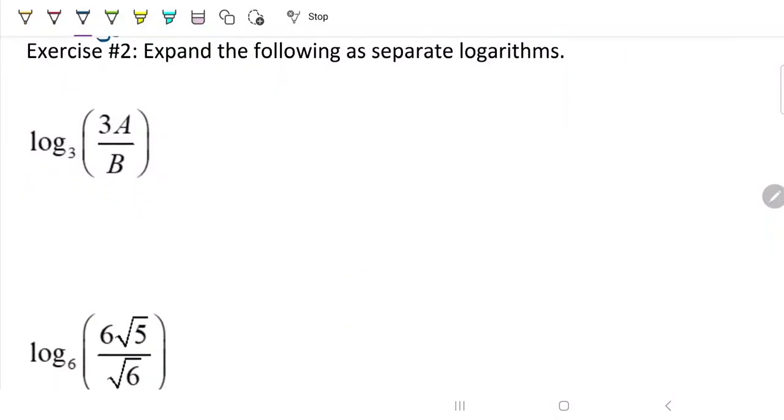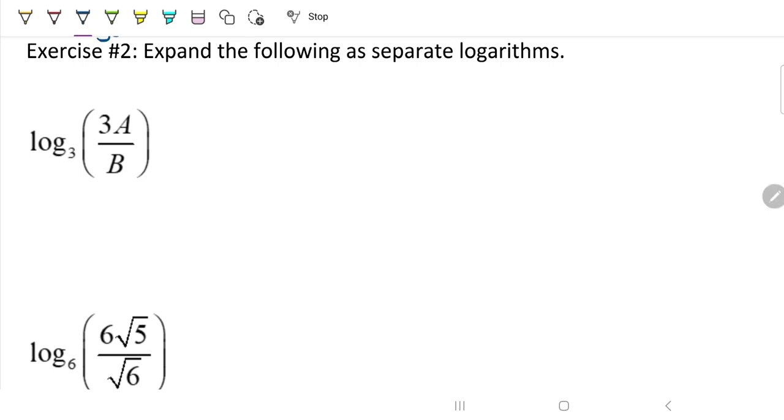Exercise number 2, expand the following as separate logarithms. So, kabaliktaran ng exercise 1. This time we have a single log. We are going to expand it into multiple logarithms. Okay? So, let's start with the first item.